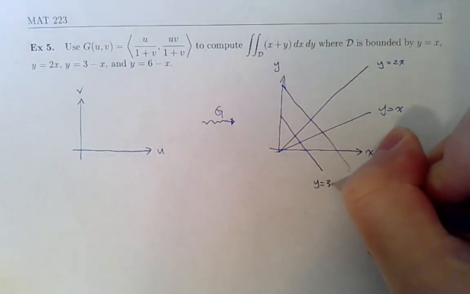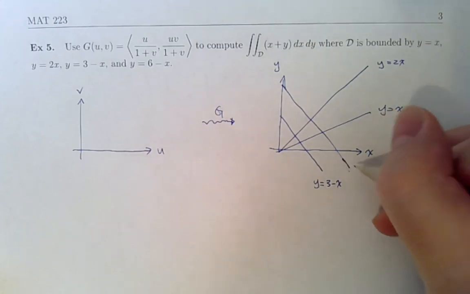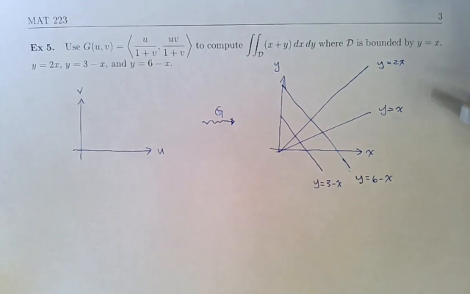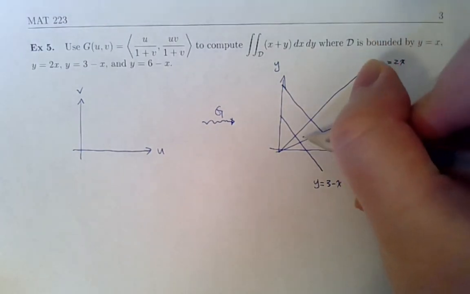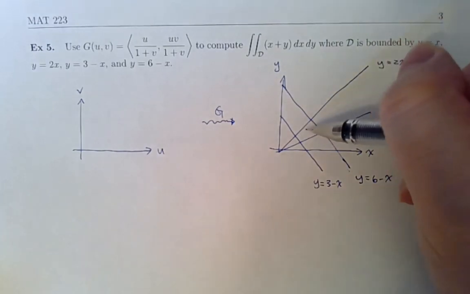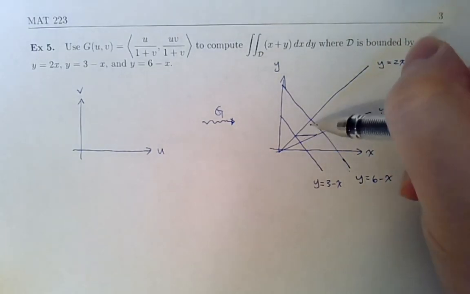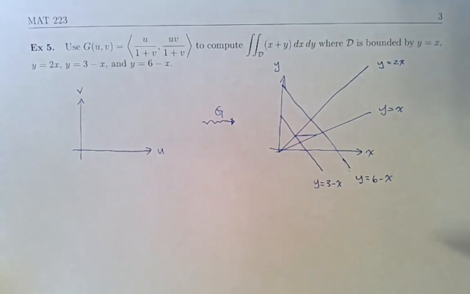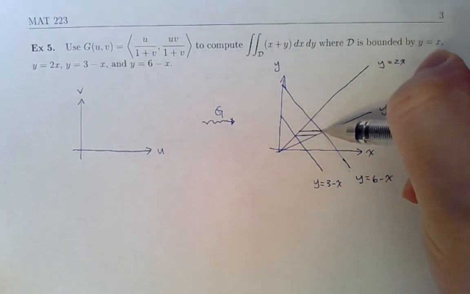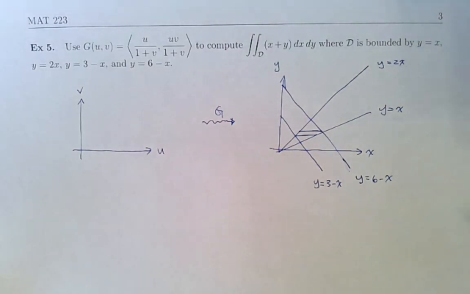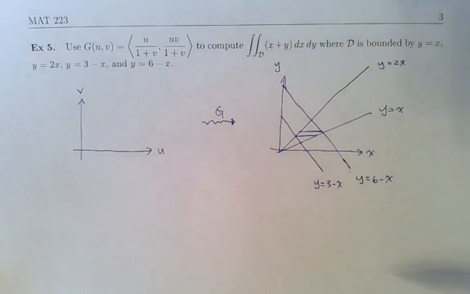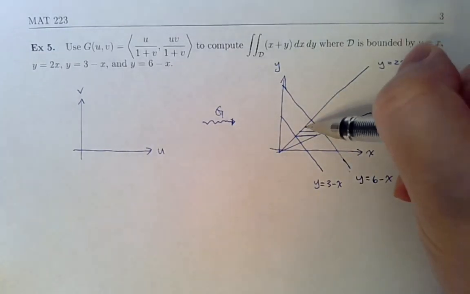y equals 3 minus x. This one is y equals 6 minus x. And so then D is bounded in here. And by the way, I'm going to draw it like this. Usually when I shade things, I shade sort of slantedly, but I just want you to see that if we had been wanting to integrate this, these lines will have a lot of different weird bounds.